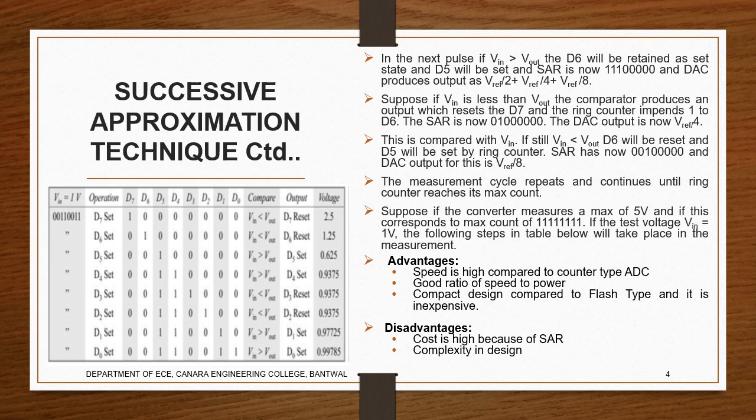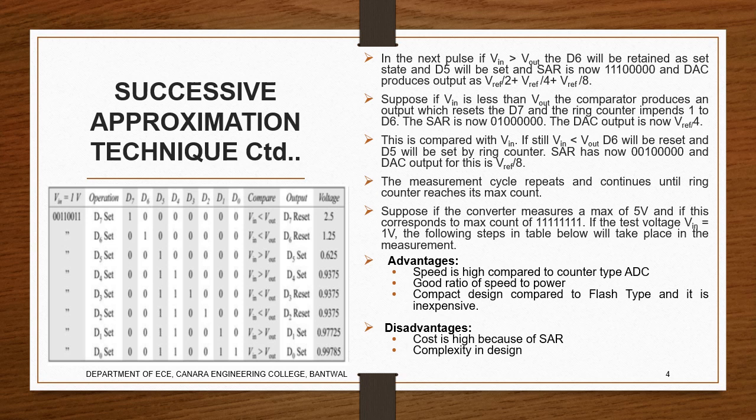And what is the disadvantage? The cost is a little high because of the SAR. If you want more efficiency, you have to use a more capable SAR. When you go for slower speed, it is inexpensive, but when you go for a very good, fast-reacting SAR, it is a little costly. Then the design is a little complicated, so there is some kind of complexity there.